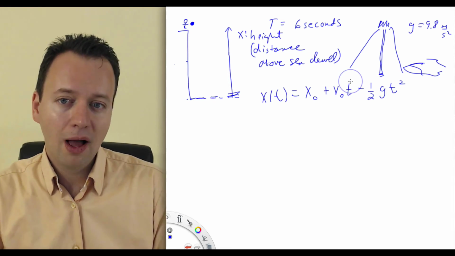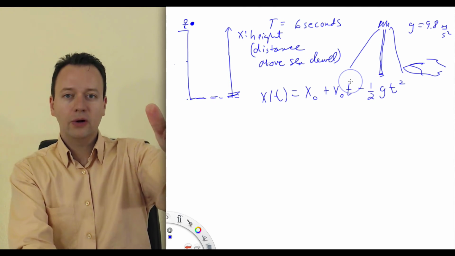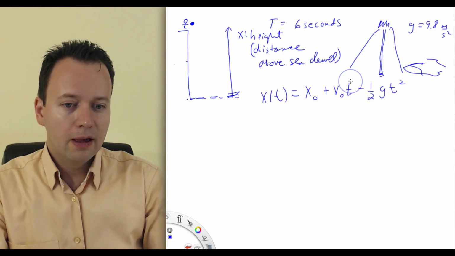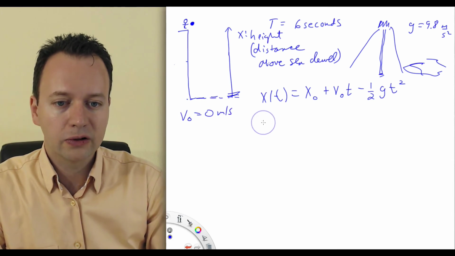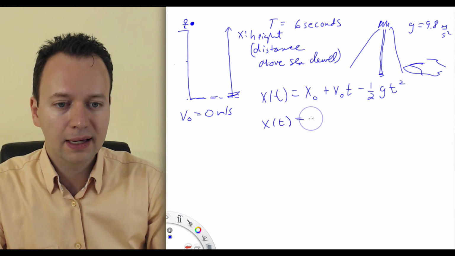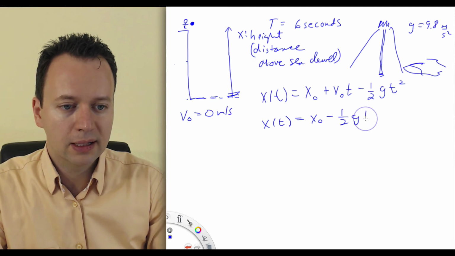Now this rock that I drop, I just hold it and then let go. So it starts with 0 velocity. So the initial velocity is 0 meters per second. That simplifies things. x of t is equal to x sub 0 minus 1/2 g t squared.